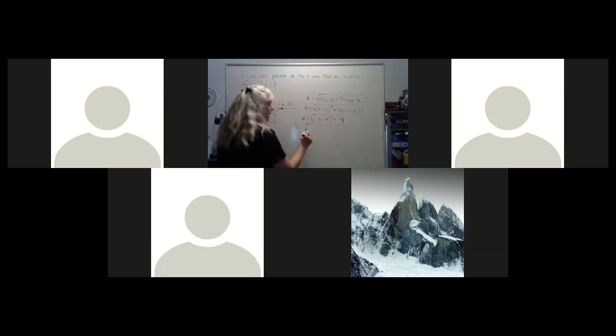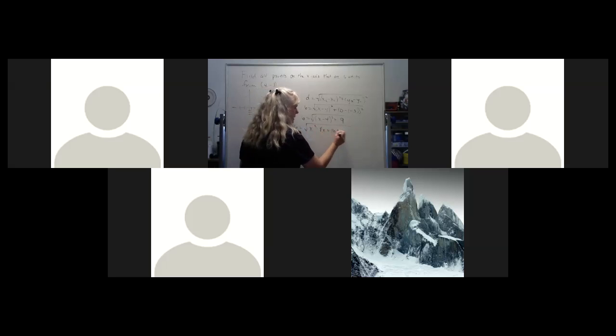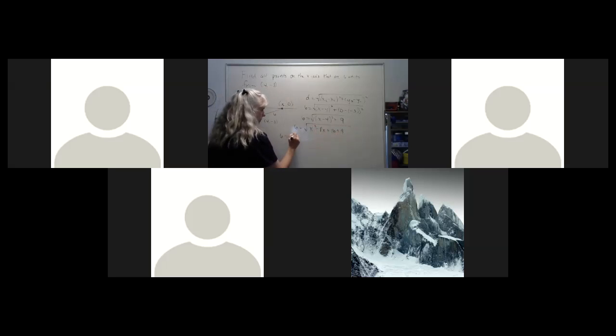So when I FOIL that out, I'll get an x squared minus 8x plus 16 plus the 9. So that's going to give me x squared minus 8x plus 25 is equal to 6. And again, this is why we solve quadratics, so that we can solve these equations when we're moving forward in the class. What do we do next?